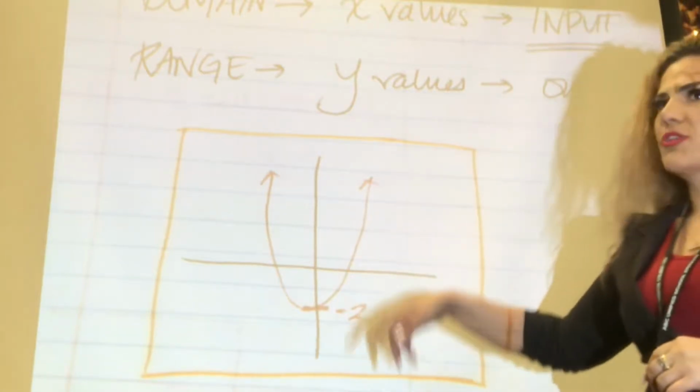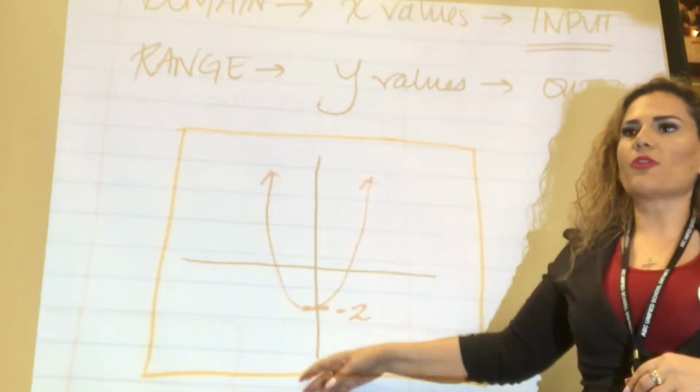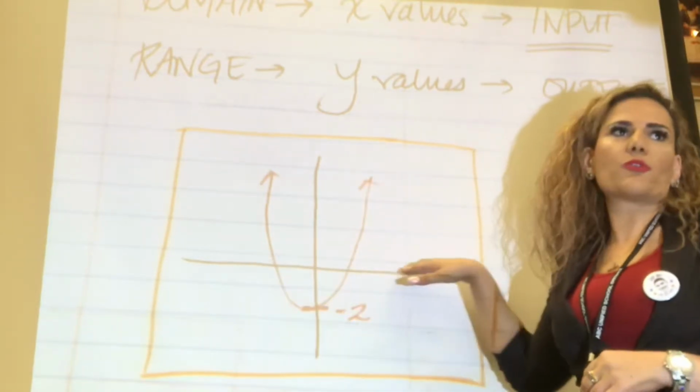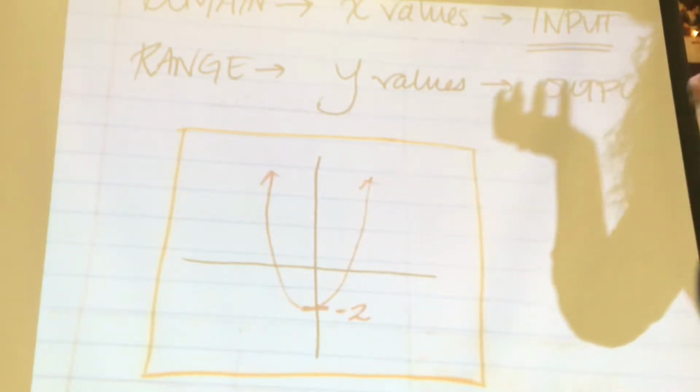All right, now let's talk about domain. If the range is going up and down the y-axis, what do you think is going to happen with the domain? The same thing, except across the x-axis.